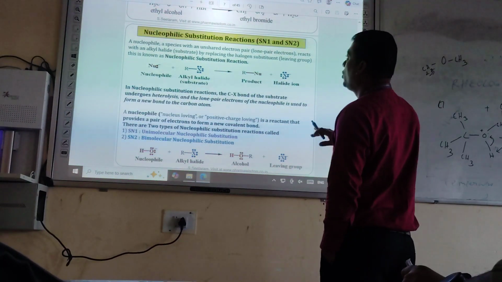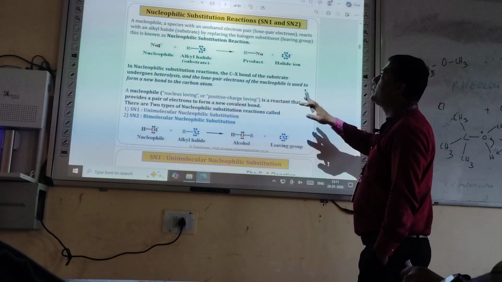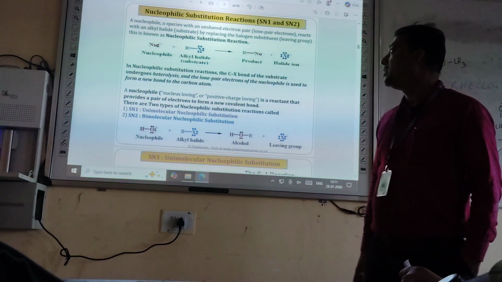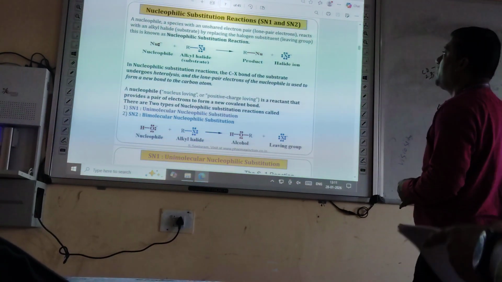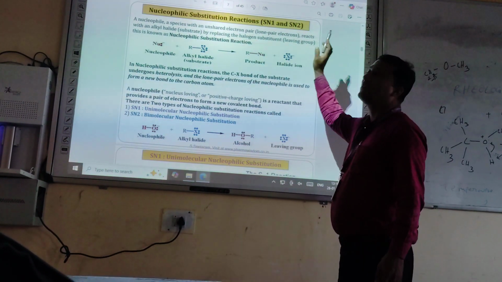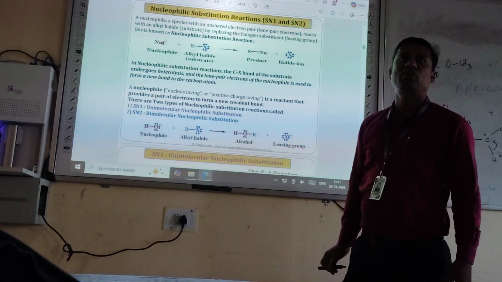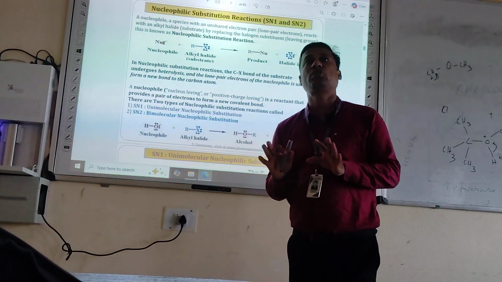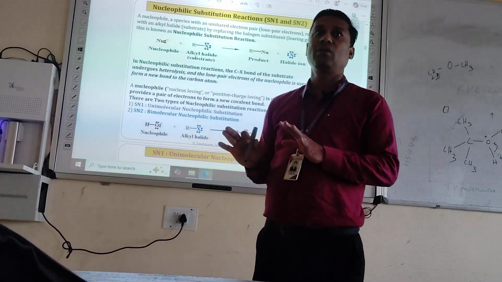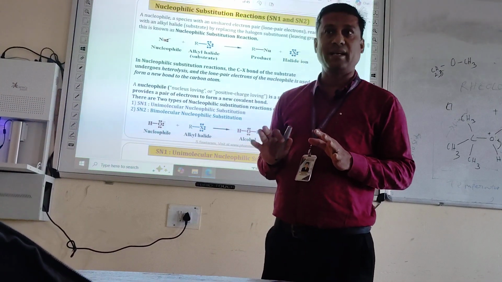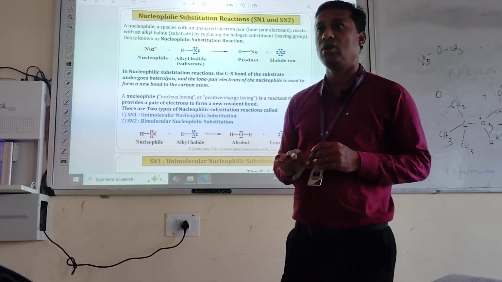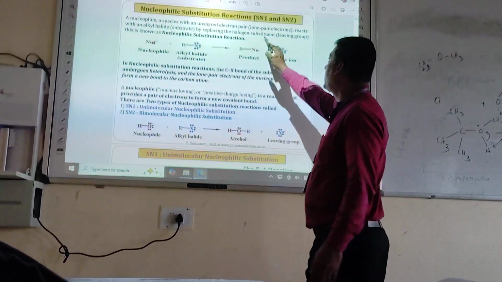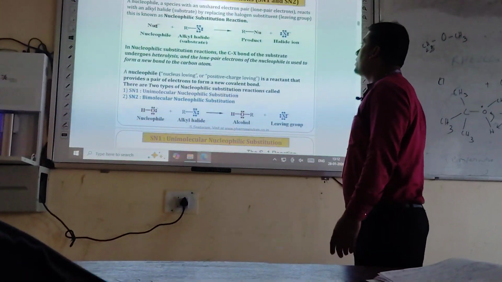Nucleophilic substitution reaction, SN1 and SN2 reaction. A nucleophile is a species with an unshared electron pair, that is a lone pair of electrons. Nucleophile means attraction towards positive charge. What will be attracted? The negative charge. What is the negative charge? Lone pair of electrons. In the bracket, it has been written lone pair of electrons.